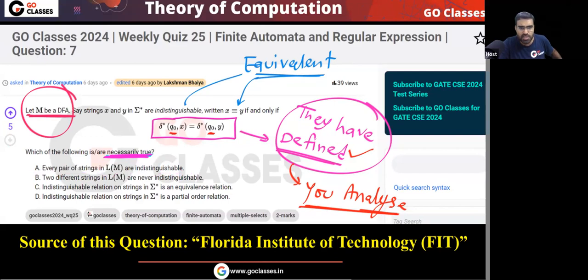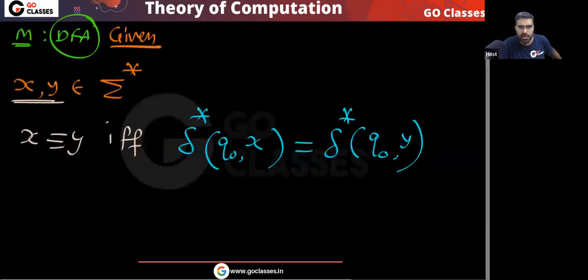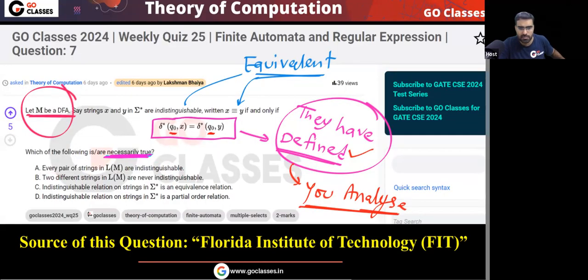Can anyone give me a counterexample for option A? Yes, there can be multiple final states. Very good. So you can say that option A is false. Why? You can easily give a counterexample.